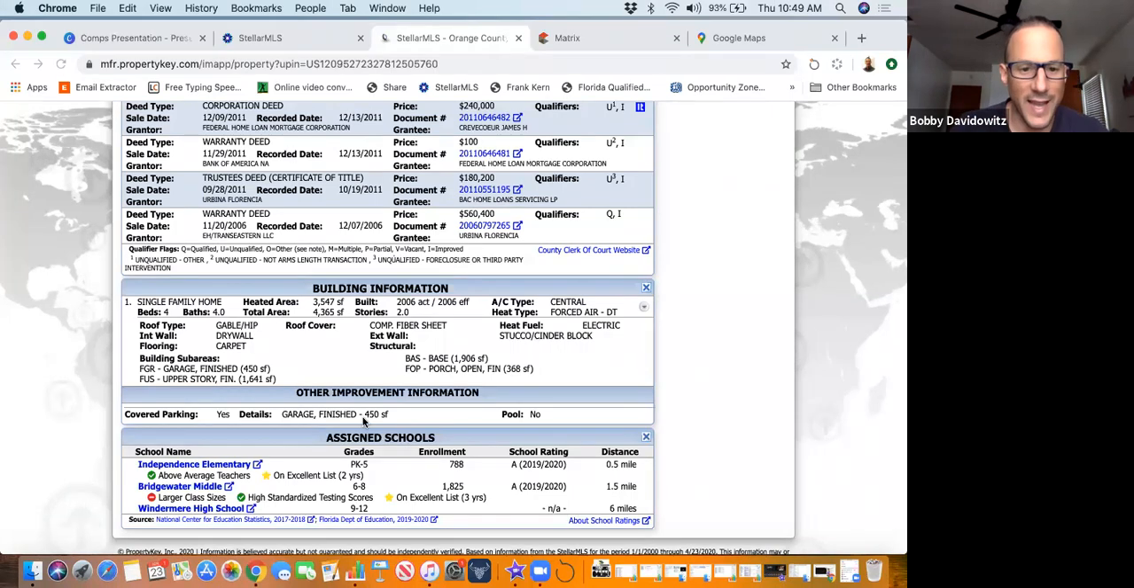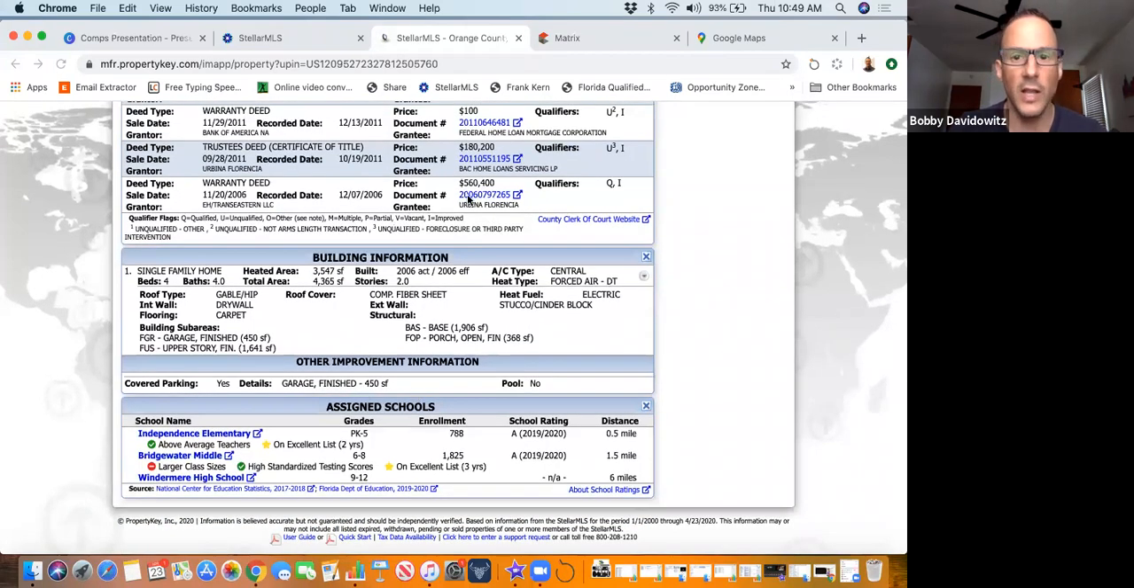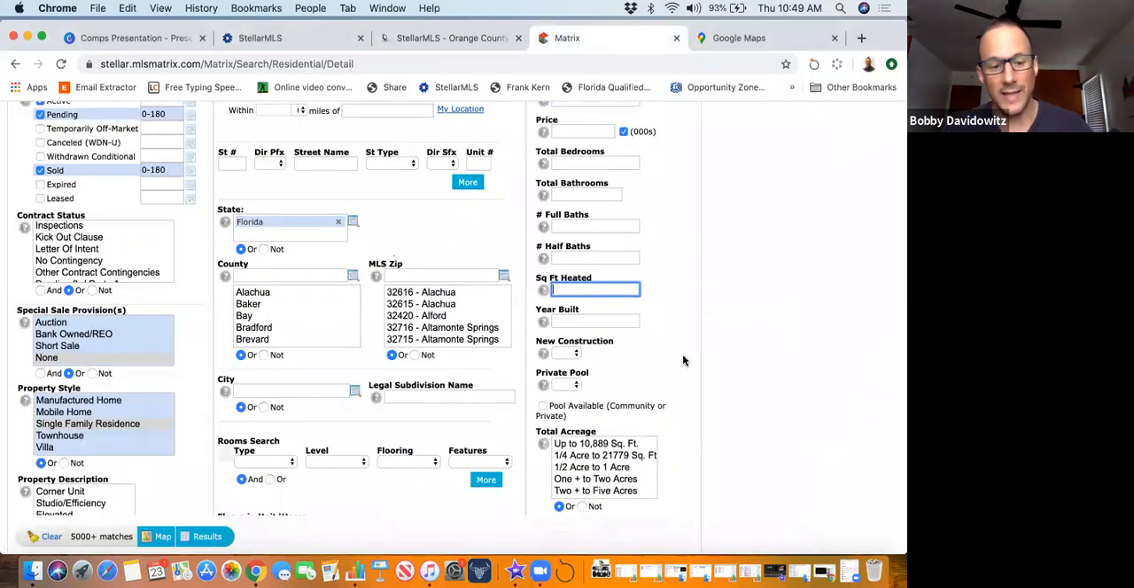Once again, this property is going to be in the MLS, so I'll see all this stuff, but this is how you would look it up for a listing situation where you didn't have this. In this particular case, because I was looking for the heated square feet, I went into iMapp and found my information. So let's go back to Matrix. Now we know that the property is 3,547 square feet.